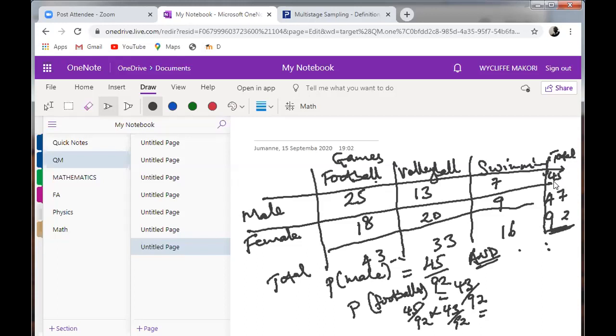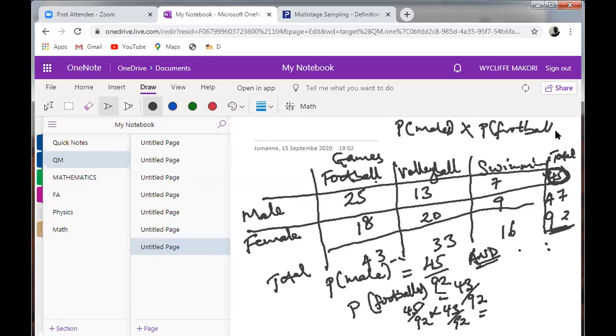The males, they were how many? The total number of the males was 45. So here I want to explain this. When we talk about the probability of a male and a footballer, it is simply, first of all, the probability of the males, and now there is multiplication because of "and", the probability of a footballer.